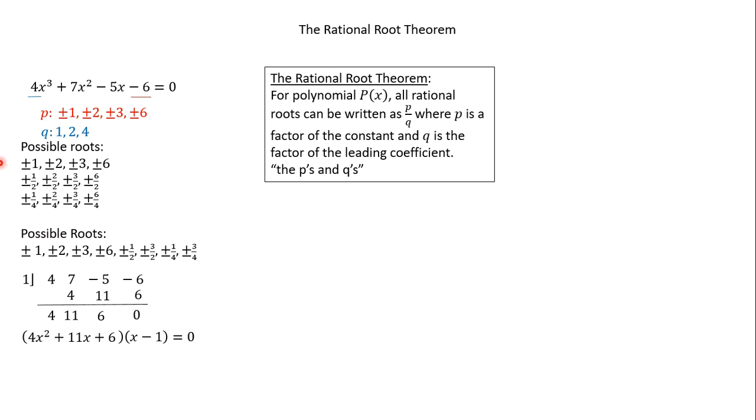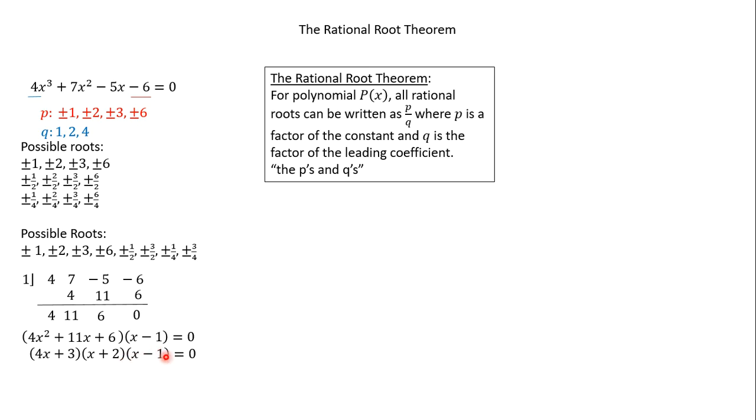We have a quadratic now. We can deal with quadratics. Can we factor this one? I'm not sure. Well, I am sure we can. But even if we couldn't, we could use a quadratic formula at this point. But this one does factor into 4x plus 3 and x plus 2. If we check it, we get 4x squared plus 8x plus 3x is plus 11x plus 6.